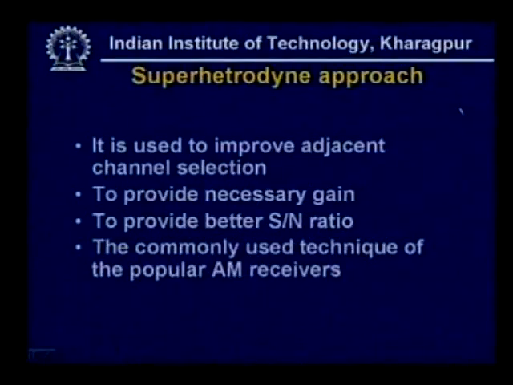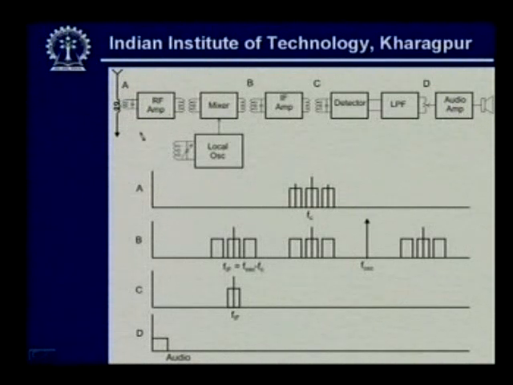So, this superheterodyne approach provides us a number of benefits. First of all, it is used to improve adjacent channel selection. It provides necessary gain because, as you can see, amplification is done at different stages. Here it can be microvolt, then here millivolt. Before the detection, it can be of the order of volt. So, from microvolt to volt, a gain of about 1000 is performed as it goes from RF to audio.